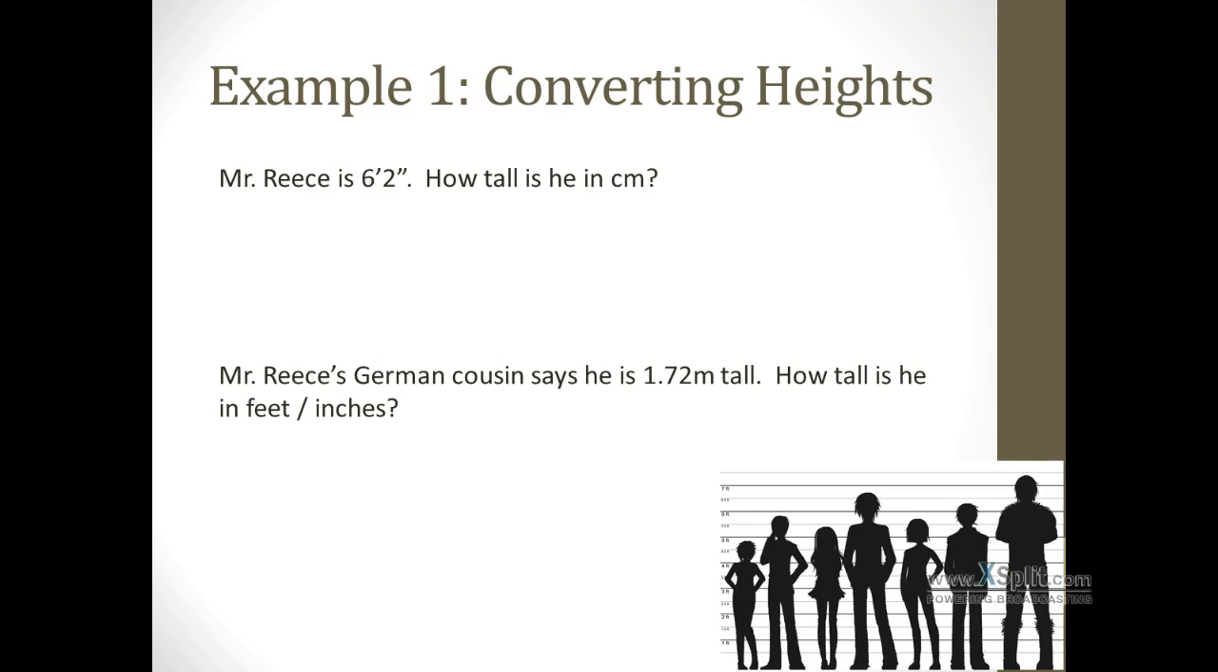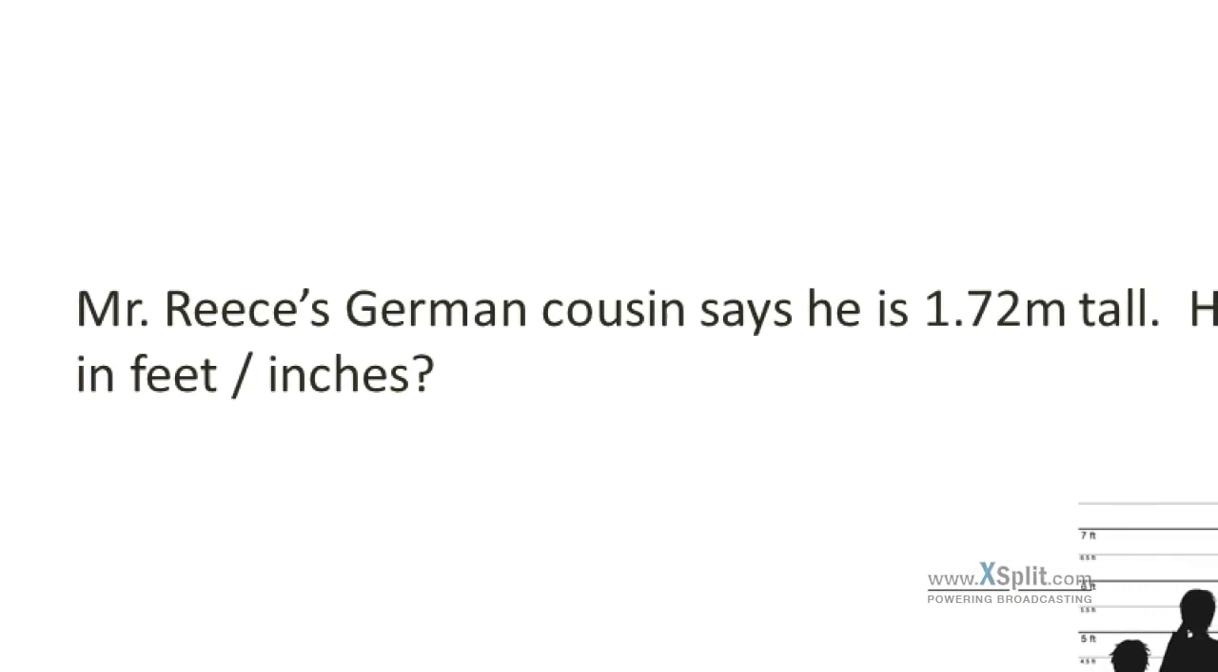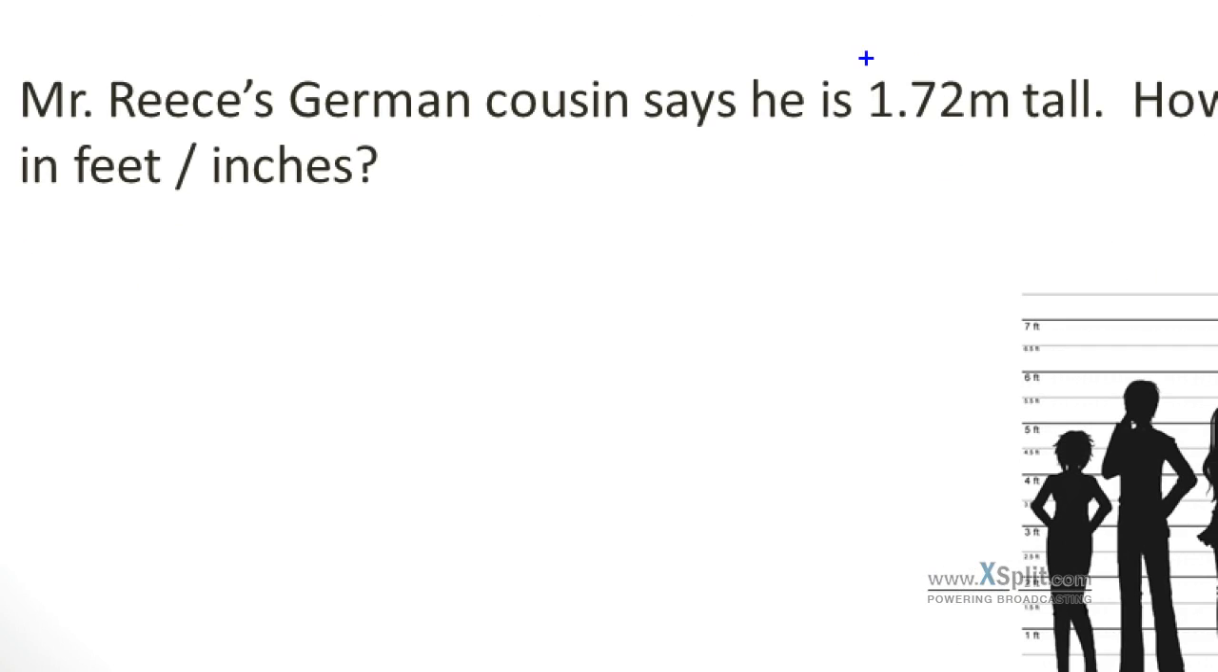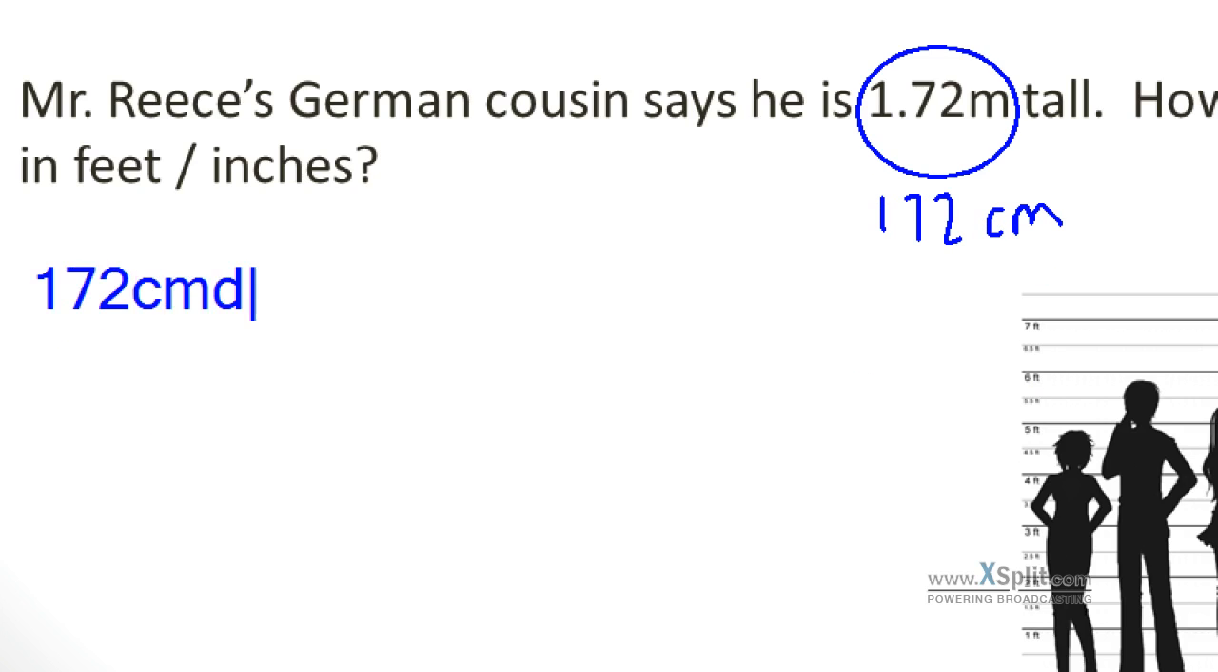Suppose Mr. Reese's German cousin, on the other hand, reports that he's 1.72 meters tall, slightly shorter than Mr. Reese. How tall is this German cousin in feet and inches? Well, we can go ahead and find that out by converting a few things. First off, let's convert into centimeters. 1.72 meters. I know that there are 100 centimeters in a meter, so if we multiply that by 100, we know that this German cousin is 172 centimeters tall. Alright, 172 centimeters.